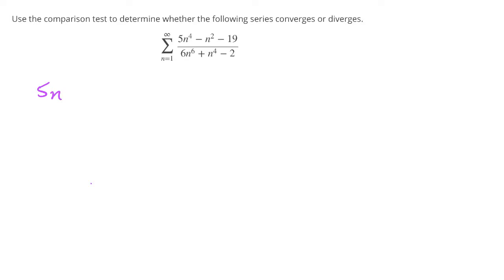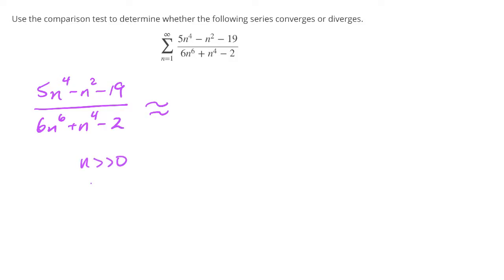So if we've got our series (5n^4 - n^2 - 19) over (6n^6 + n^4 - 2), well, as n goes off to infinity, when n is very, very large, these terms n^2 minus 19 and the n^4 minus 2 start to not matter so much. And so this thing really starts to look like 5n^4 divided by 6n^6, or really 5 over 6n^2.